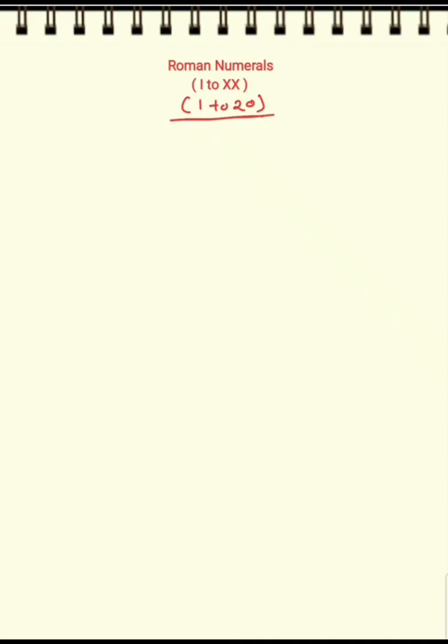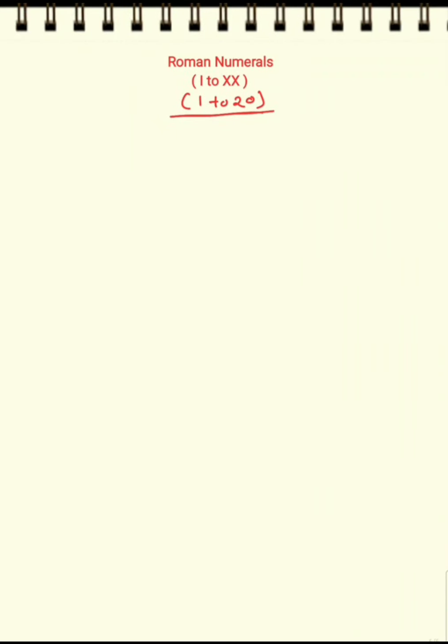Now let's write Roman numerals from 1 to 20. We know that the symbol for 1 is I. This is 1. And for writing 2, what will I do? I will repeat this I 2 times. This will become 1 plus 1, which is equal to 2. And for 3, I will repeat this symbol 3 times. This will become 1 plus 1 plus 1, which is equal to 3.